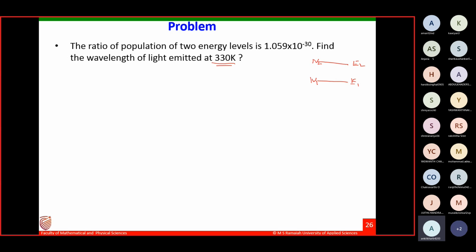Shreya? Yes, sir. What formula do I have to use? Sir, is it n2 by n1 is equal to exponential to the power minus (E2 minus E1) by kT? Yeah, you are right. What do we call that equation? The Boltzmann factor? Yes, the Maxwell-Boltzmann equation. That is the correct formula. Okay, we have to use this Maxwell-Boltzmann formula.